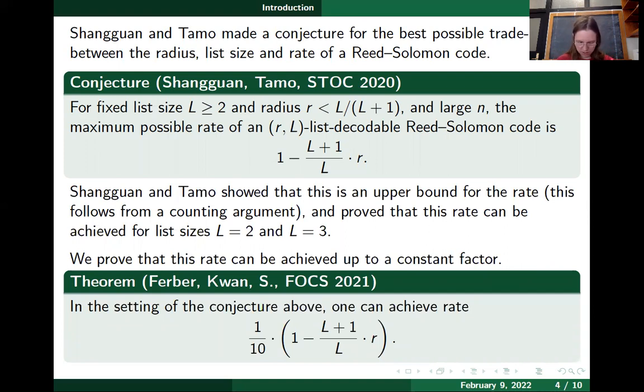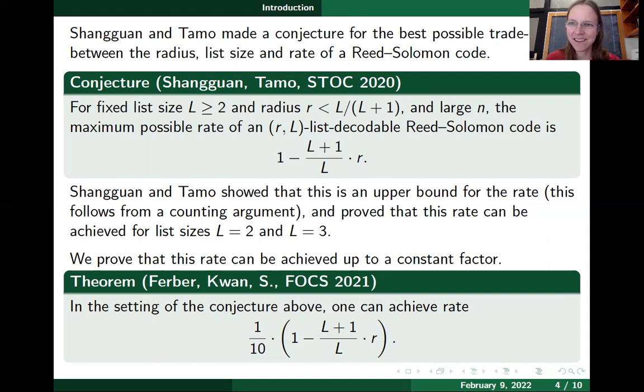So in this work, we prove that for larger L, this rate can be achieved at least up to a constant factor. One way to phrase our results is to say that in the setting of this conjecture of Kwan and Tamo, one can achieve a rate which is a tenth of this term. So we can achieve rate 1 over 10 times 1 minus (L plus 1) over L times R. In general, the conjecture is still open, but Kwan and Tamo showed that this is always an upper bound, and we showed that there is a lower bound, so this can be achieved up to a constant factor.